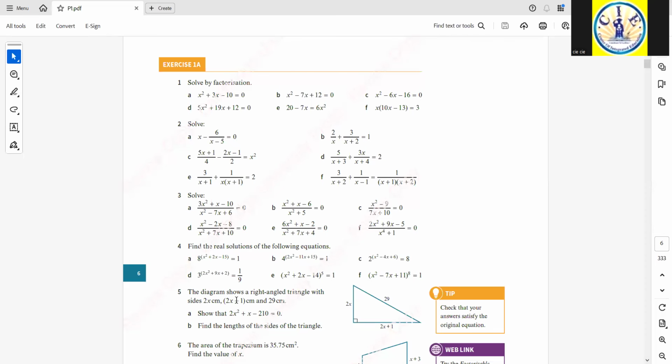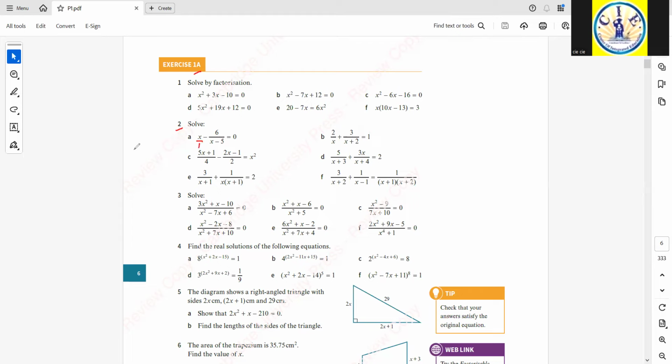In this video now we are going to solve question number 2 of exercise 1a. Solve x minus 6 by x minus 5 equals to 0. Now you can see that these are two fractions. So whenever we need to add or subtract fractions, we need to have the common denominator. So in this case, the denominator is 1.